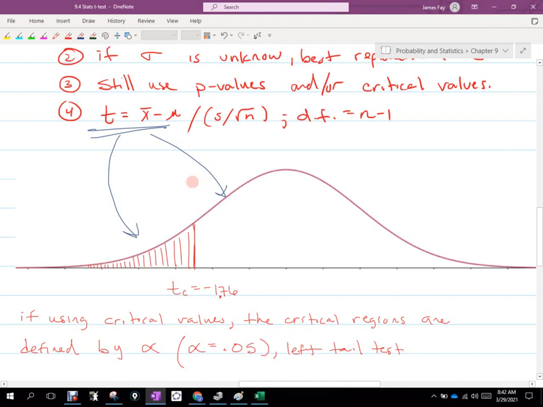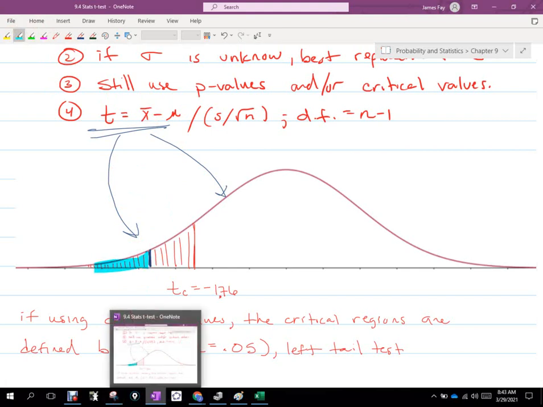Now, let's put the t-score right here. So if the t-score was right there, would there be an area that is associated with that to the left?